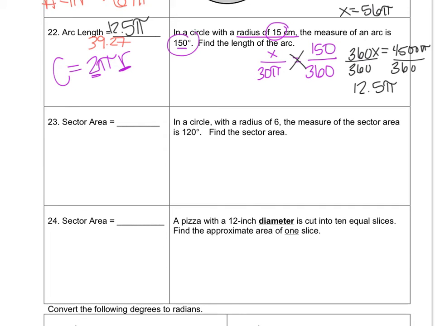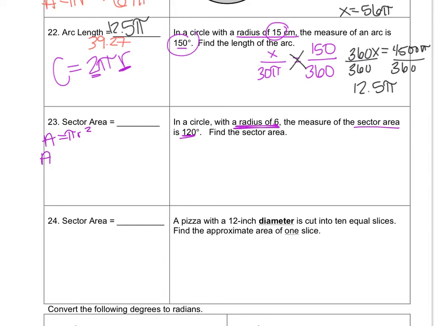Okay, on number 23, it's looking for sector area, so that means I know I'm going to need area of a circle. It says in a circle with a radius of 6, that's probably important information. The measure of the sector area is 120. We want to find the sector area. So I have to set up my proportion for sector area. I have to find the area of the circle first. Well, area is always pi r squared.